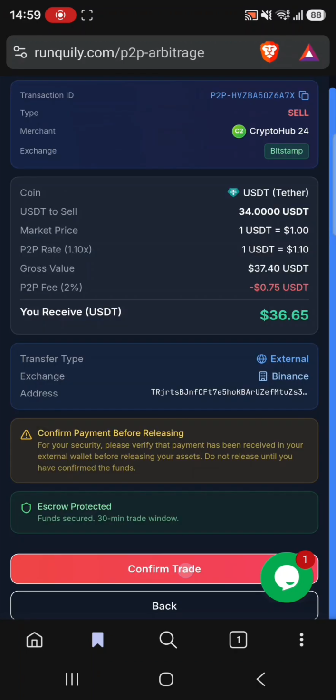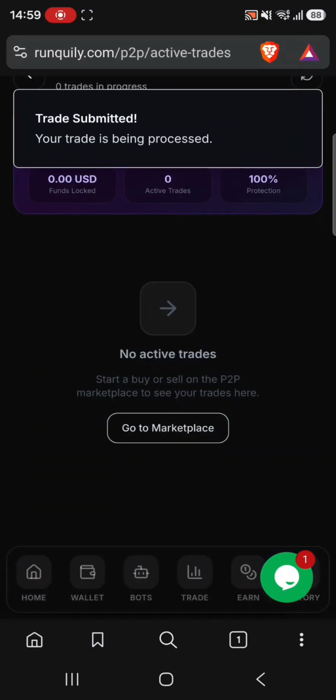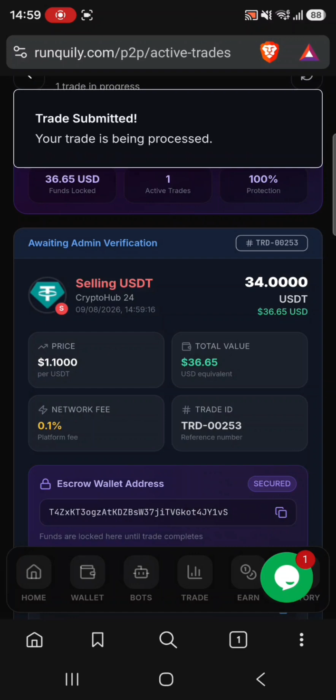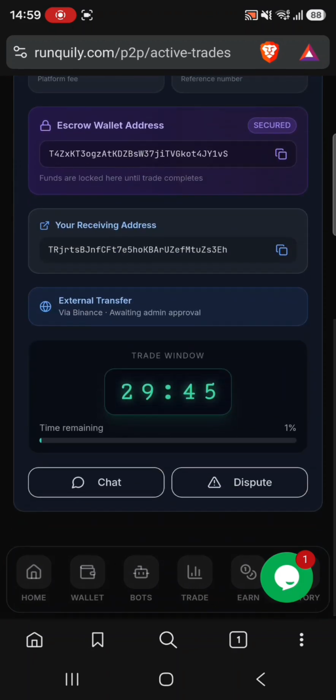So after pasting my address, I'll review and confirm that everything is okay. You can see here what I've been telling you. Then you confirm the trade. And remember, this arbitrage exchange, that is Ranquilly, is protected by escrow. So there is no way you can lose your funds trading crypto arbitrage trading in Ranquilly. So that is the best part of it.